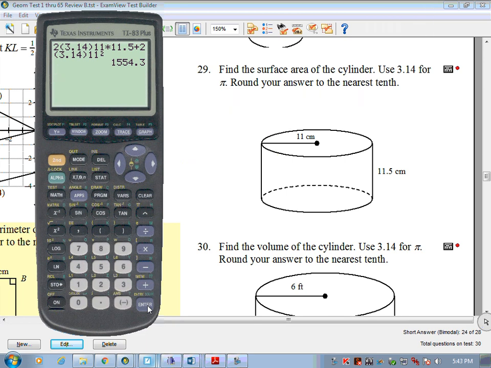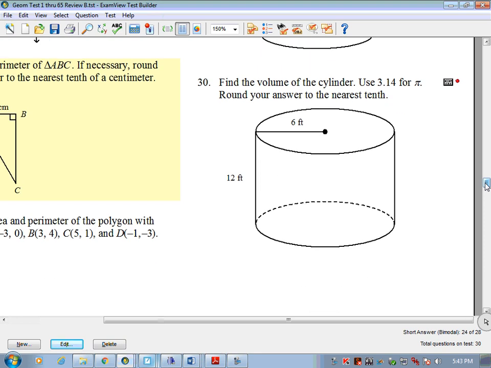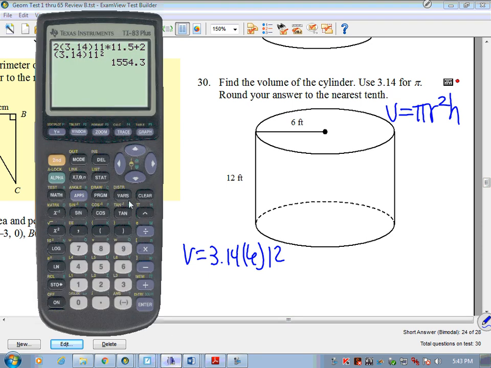Last question. Find the volume of the cylinder. Volume of the cylinder is pi r squared times height. Okay, we're using 3.14, so volume equals 3.14 times my radius of 6 times my height of 12. 3.14 times 6 times 12. Pull that calculator back out.